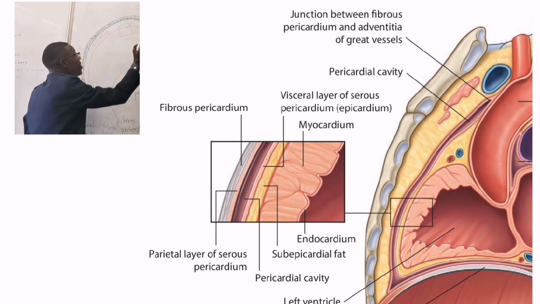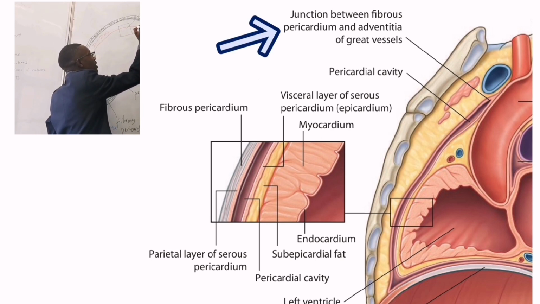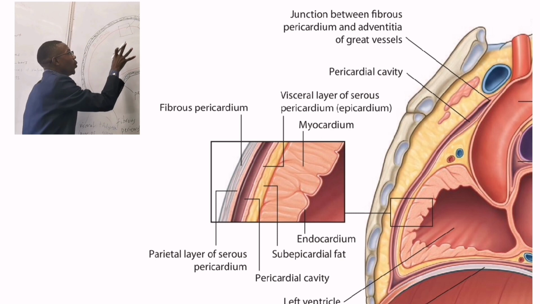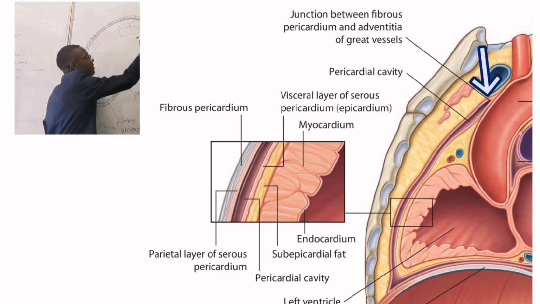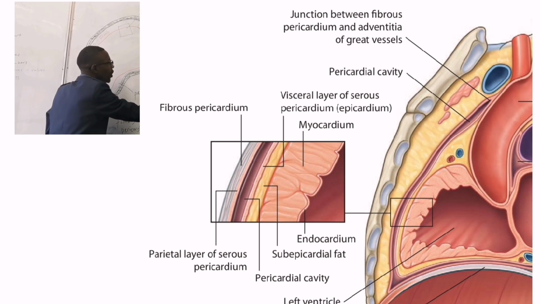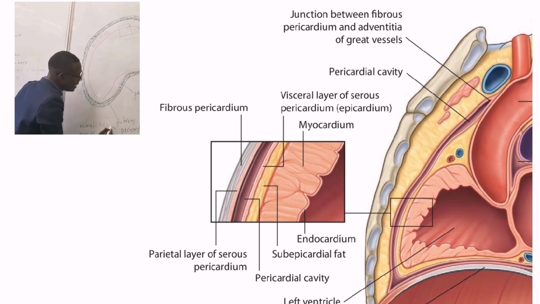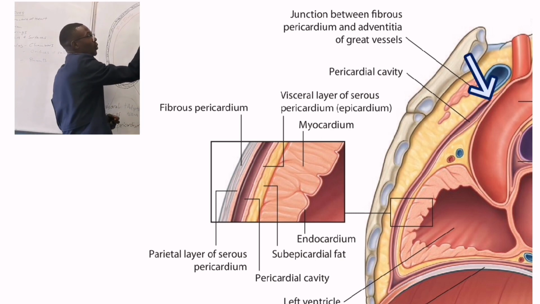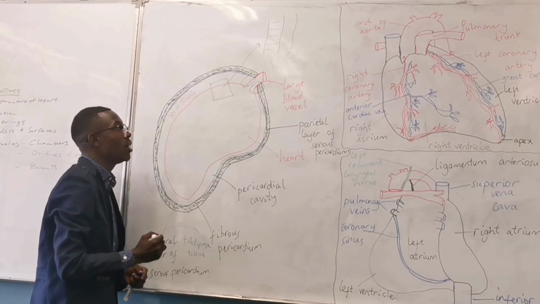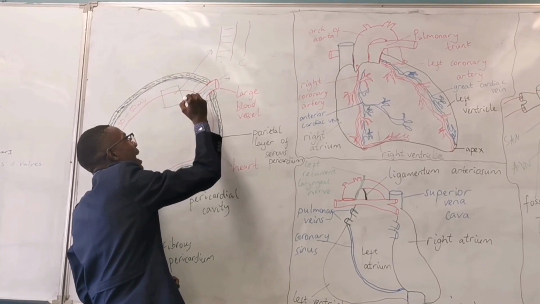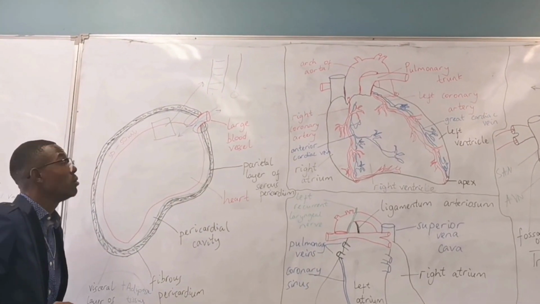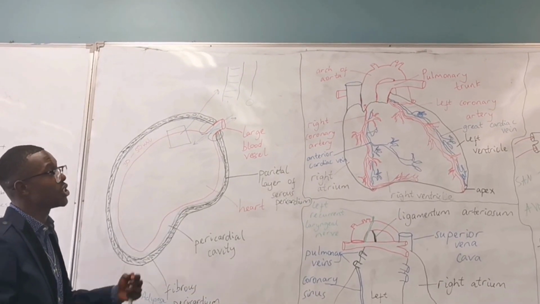You need to take note of this at the root of the heart, where large arteries and large veins leave the pericardial cavity. You are going to find that the parietal layer of the serous pericardium will be continuous with the visceral layer of the serous pericardium. So here it is continuous, right? We have vessels that are leaving the heart, and vessels that are entering the heart. We are going to talk about the internal structure of the heart.